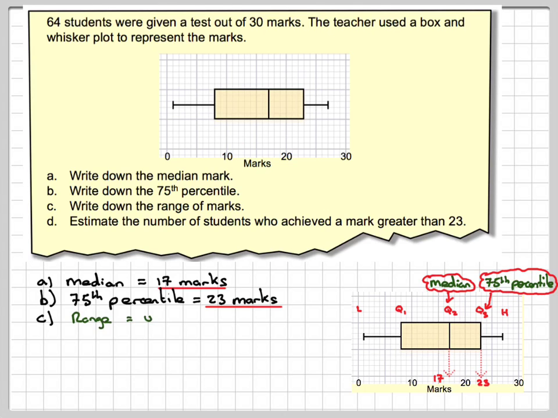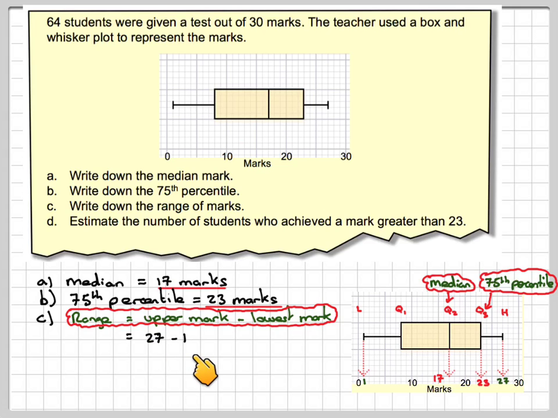We're asked to now calculate the range. The range is the upper mark minus the lower mark. So this is the upper mark, which is 27, and this is the lower mark, which is 1. So the range will be, and this needs to be seen on the exam paper, because this bit of working out, you need to be seen that you did 27 minus 1. This bit here is very, very important that you actually show it, and that gives 26 marks as the range.